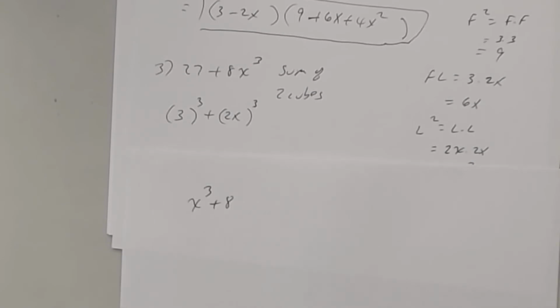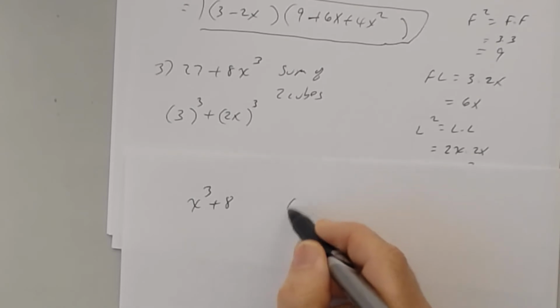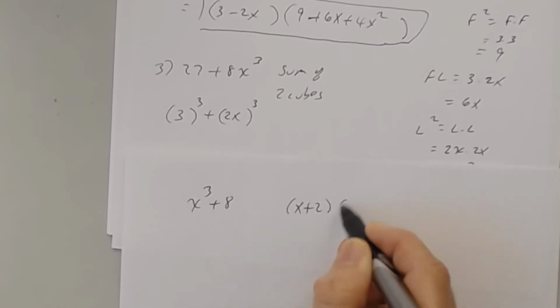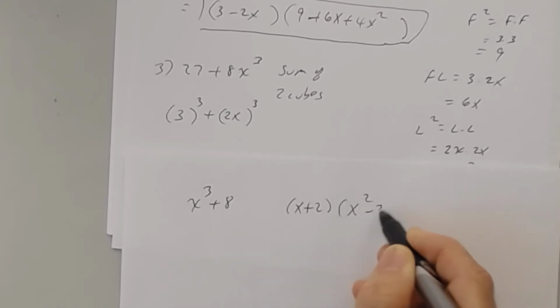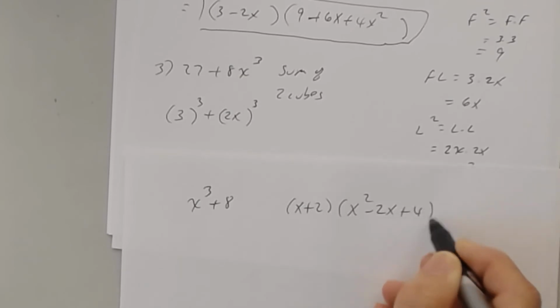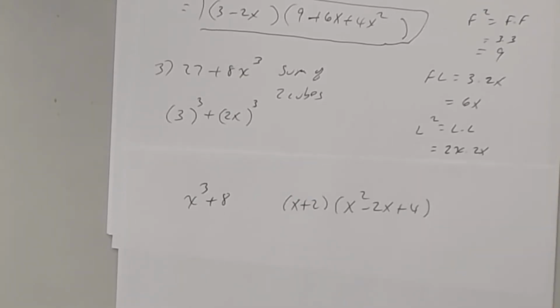I'm going to tell you what it is. It will be this: x plus 2 times x squared minus 2x plus 4. Let's check it. Can I use FOIL to check this? No, because I have a binomial times a trinomial. Whenever you have a binomial times a trinomial, you will multiply this out.